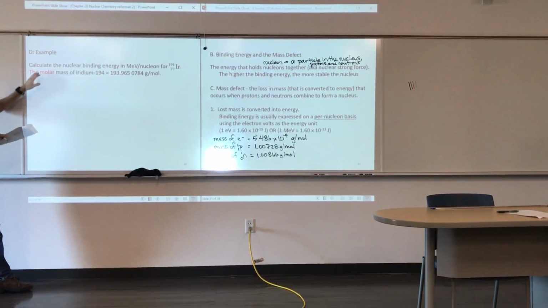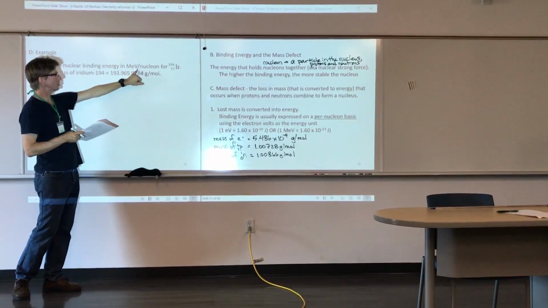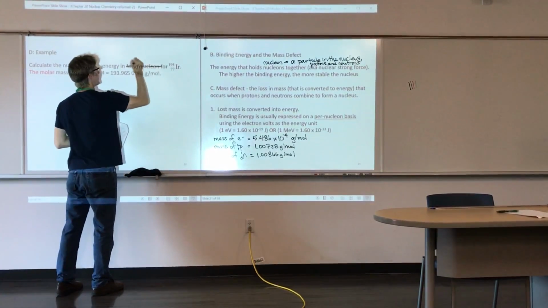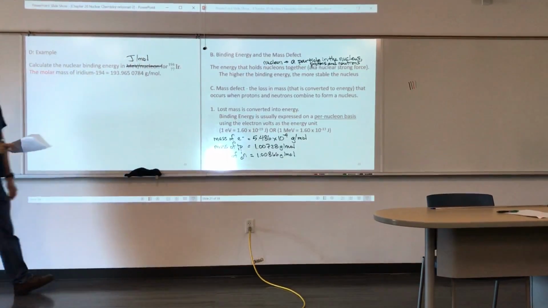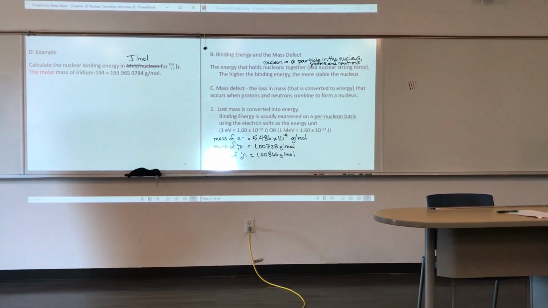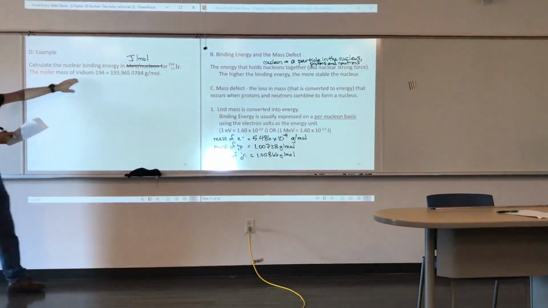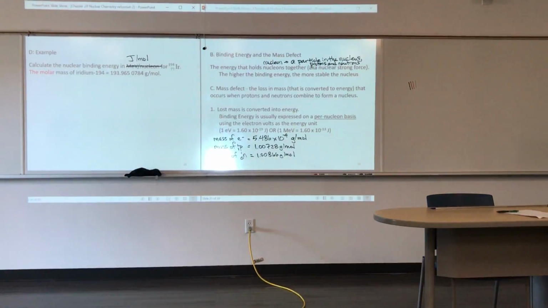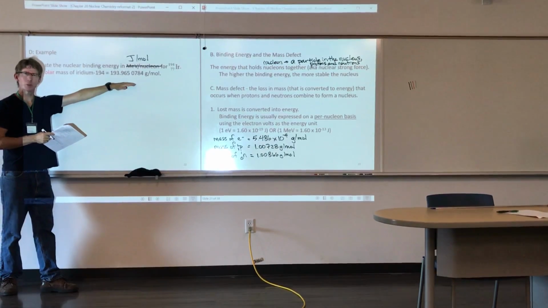All right. So calculate the nuclear binding energy in mega electron volts per nucleon. We're doing joules per mole for iridium 194. I'm realizing one other thing here. No, this is right. My question was, are we going to include the electrons in this? Since we're doing grams per mole, we are going to include the electrons even though we're focused on the nucleus.